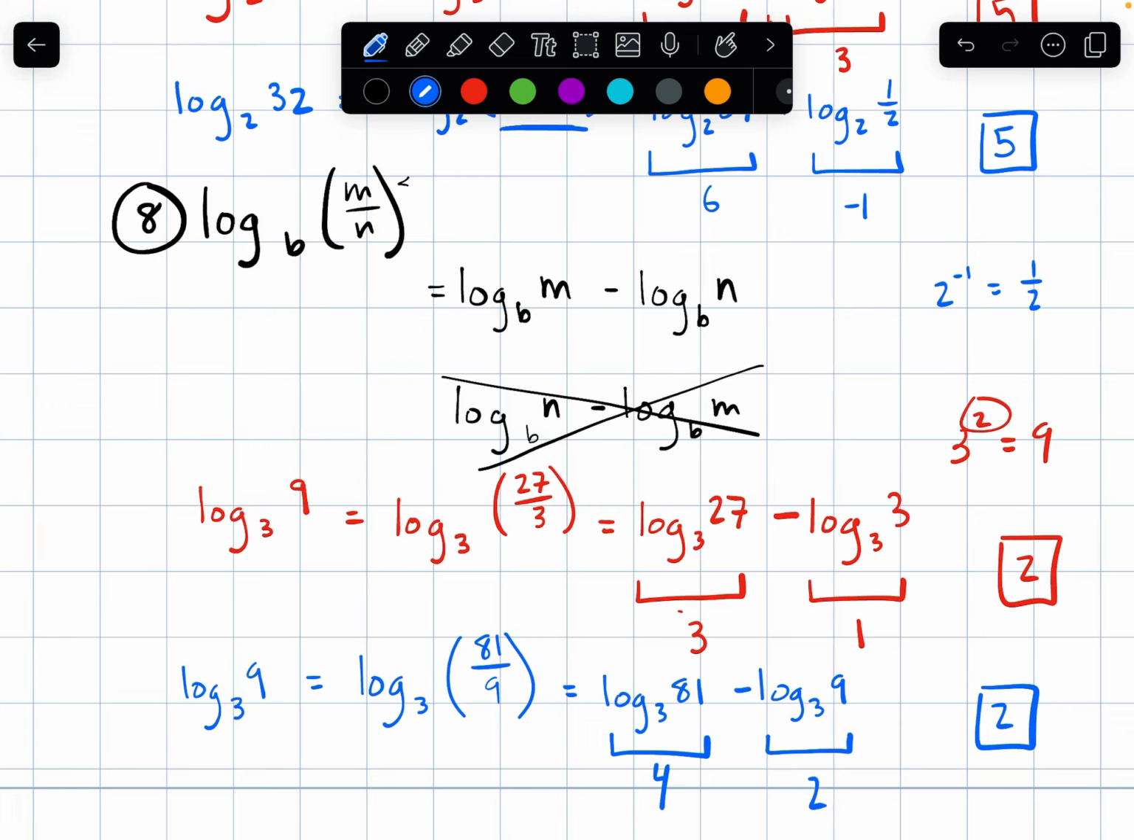All right, so these are all the properties we're going to briefly talk about now. When we get to class, when we get to the next set of homework, we're going to talk about how do we use these properties to solve exponential and logarithmic equations.